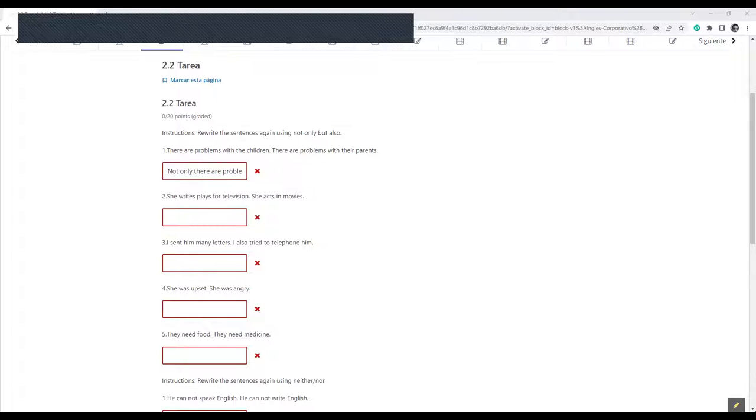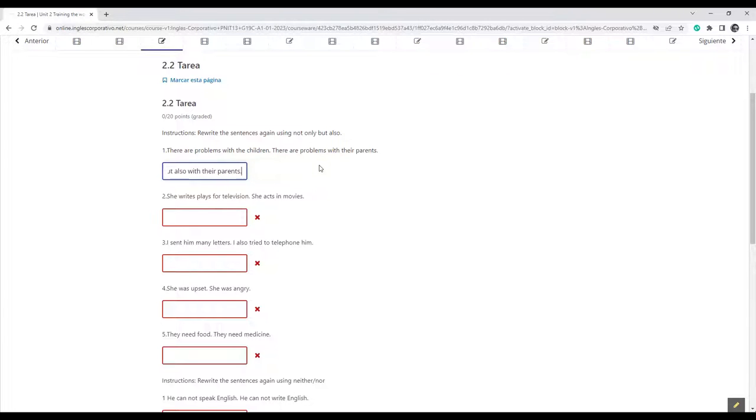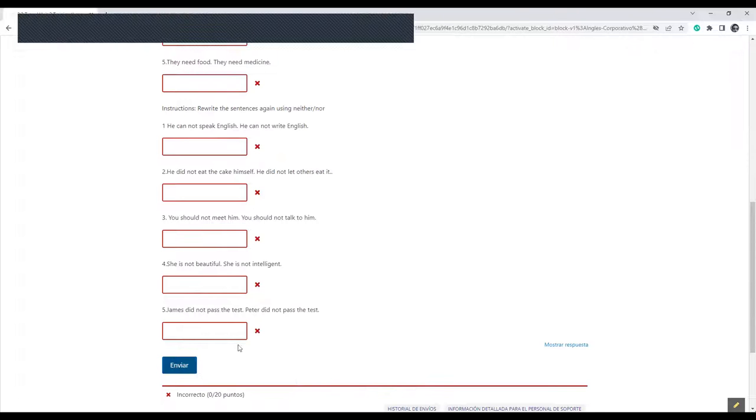Not only there are. You know what? What about the contraction, teacher? No. It did it differently than we saw it in the book. There are problems not only with the children, but also with their parents. So the not only goes after there are problems. That's the right answer.